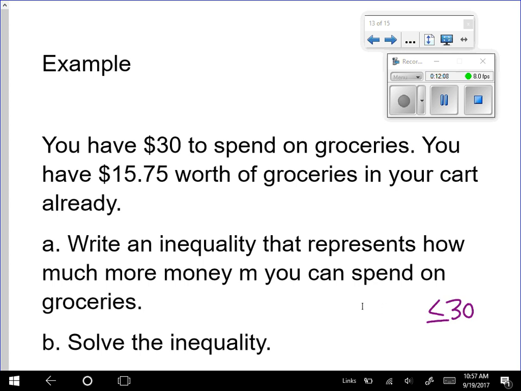I already have $15.75 in my cart. I could add to that however much more money I want to spend, so that's going to be M. Okay, so here's my inequality that I wrote, and then to solve it, I'm going to have you go ahead and try to solve that. Just get M alone and work that way. The biggest part there is being able to set up that inequality. So we knew that we only had 30 to spend, so whatever we spend over here has to be less than or equal to 30.